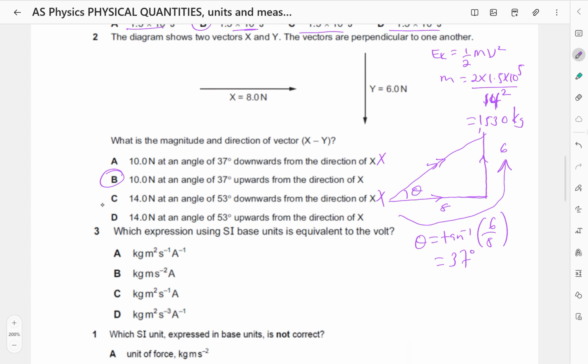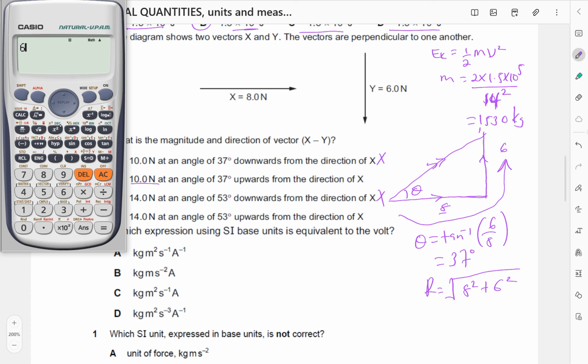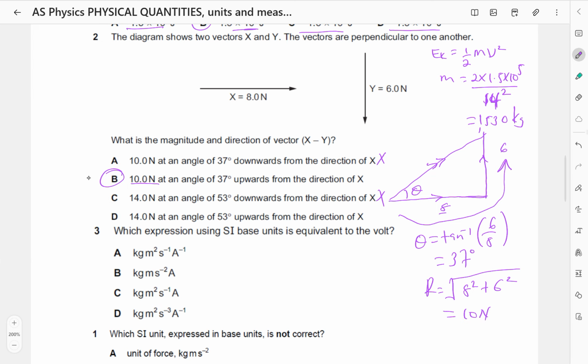If you want to check the magnitude, the resultant is 10 newtons. They are at right angles, so just use Pythagoras theorem. The resultant is going to be the square root of 8 squared plus 6 squared because they are at right angles. So 6 squared plus 8 squared under square root, that is 10. So this is equal to 10 newtons.